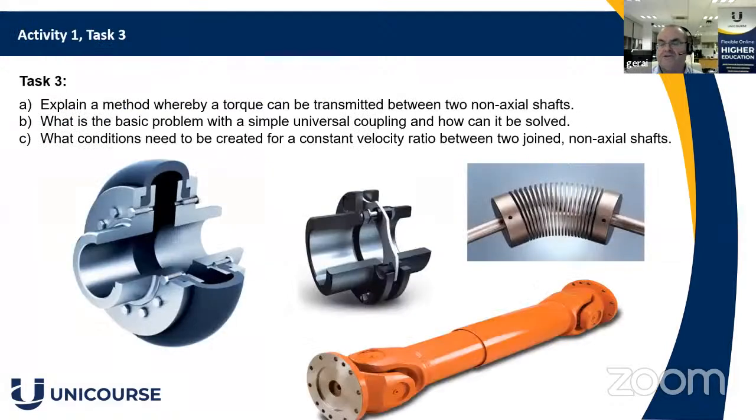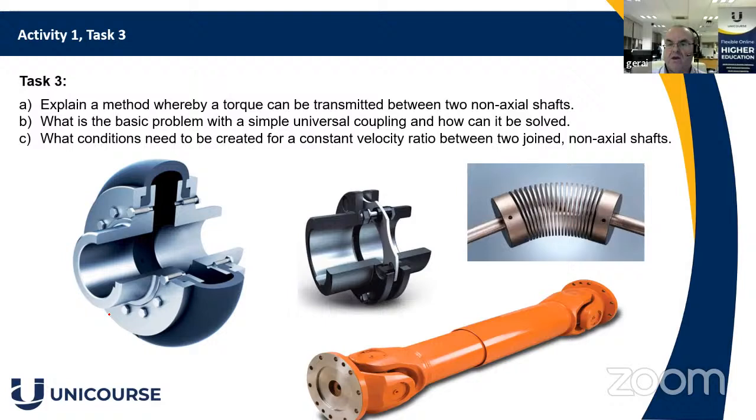Right, so first of all, this is the question on task 3. So I'll go through the question. What we have: explain a method whereby torque can be transmitted between 2 non-axial shafts. All right, so just bear that question in mind, and we'll look at the answers to that question in a bit.